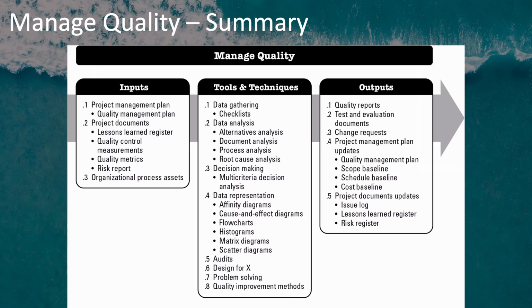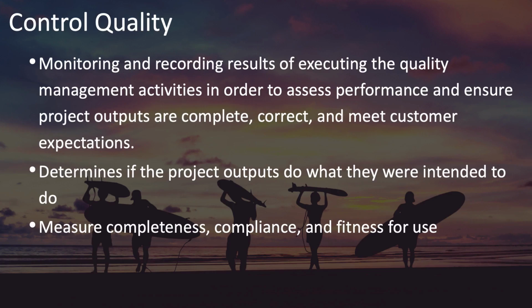and the DMAIC cycle. The control quality process is focused on monitoring and recording the results of executing the quality management activities in order to assess performance and ensure that your project outputs are complete, correct, and that they meet your customer expectations. Control quality determines if the project outputs do what they're intended to do. Do they meet your quality requirements? It measures completeness, compliance, and fitness for use.